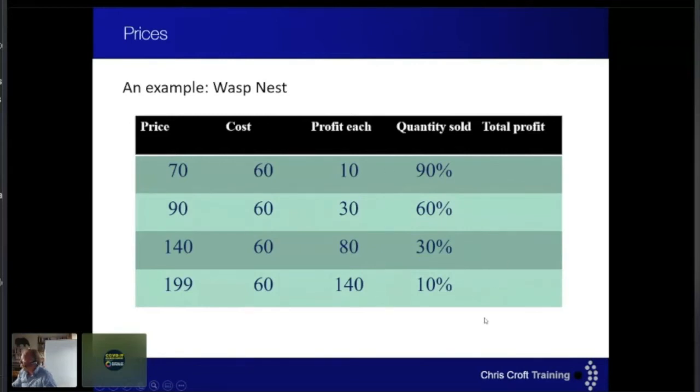Now, if we now work out our profit, let's suppose for every 100 people who ring up and say, how much is a wasp nest? And you say it's 140 quid, you're going to get 30 of those 100, aren't you? So let's say that's how many we sell. And that's the profit we're making. You can multiply and you can see here's the profit, 900, 1800, 2400 and 1400. So well done, everyone who said 140, because of these four choices, 140 gives me the biggest profit. Although I'm only selling a third of the incoming phone calls, I'm making more profit.